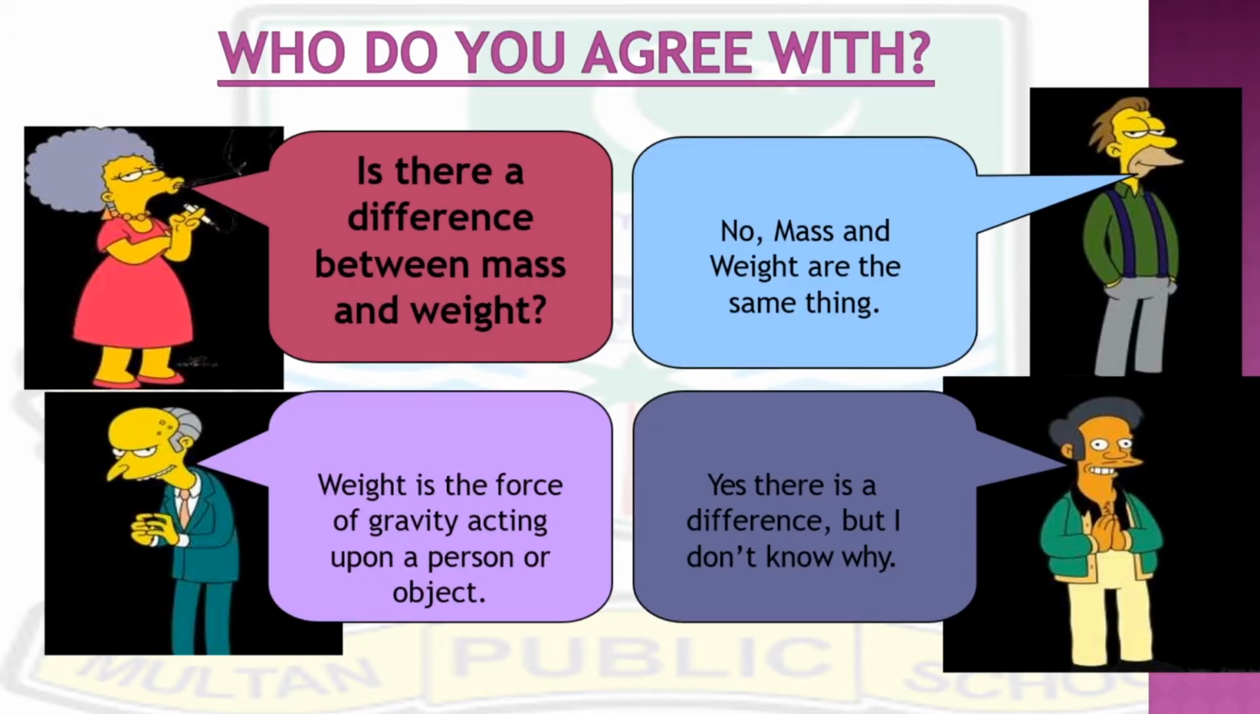Now, who do you agree with? Is there a difference between mass and weight? No, mass and weight are the same thing. Weight is the force of gravity acting upon a person or object. Yes, there is a difference, but I don't know why.